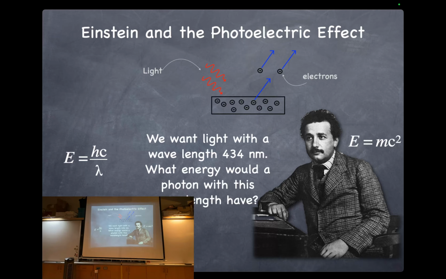Grab a calculator. What's the first step? Here's our wavelength, 434 nanometers. Right, what do we got to do with the nanometers? Can I plug that straight into here? Speed of light is in meters. So your first step.